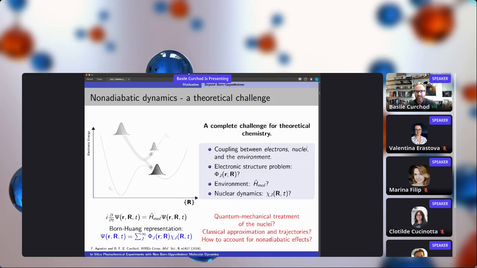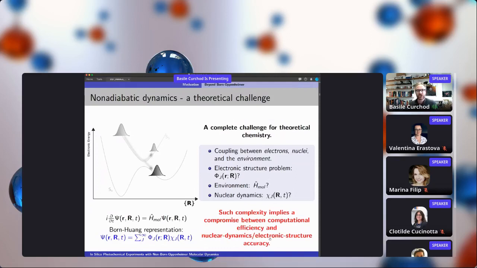So how the nuclei are going to move, because a breakdown of the Born-Oppenheimer approximation very often reveals some of the quantum nature of our nuclei. So it's pretty clear at this stage that I will be looking for a compromise between computational efficiency, because I would like to see the molecules in their full dimensionality, but also the accuracy of the method that I will use. And I will be very happy at this stage to have a rather robust method that can give me at least a qualitative idea of the dynamics of a molecule in the excited states.